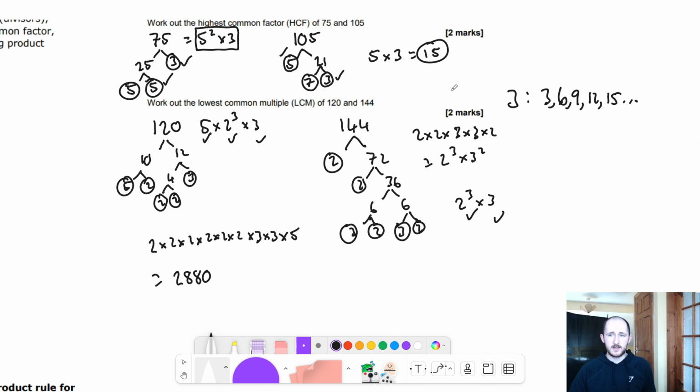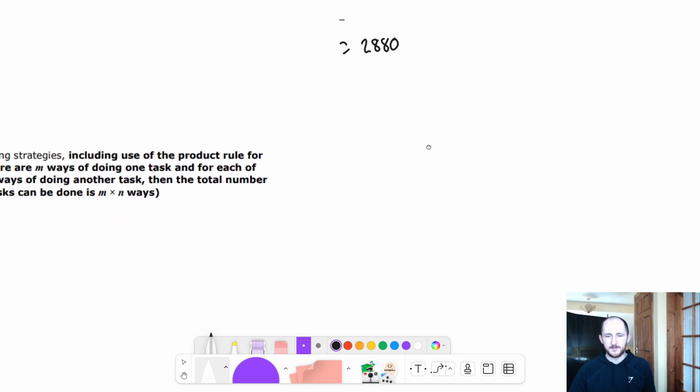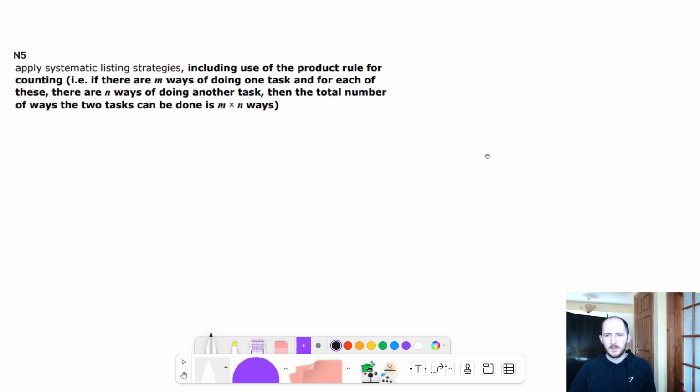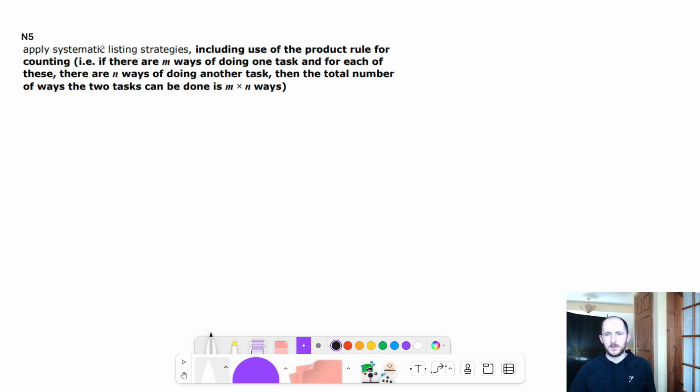Now, of course, the other way to do lowest common multiple is to go up in your times tables, but you'd have to get all the way up to here, which is not fun. You need to be able to do systematic listing strategies, including the product rule for counting, i.e. if there are m ways of doing one task, and for each of these there are n ways of doing another task, the total number of ways is m times n.